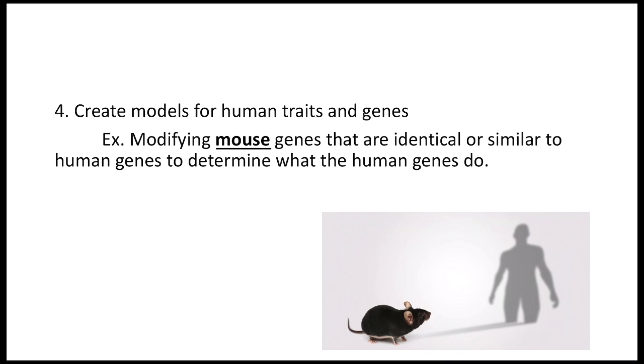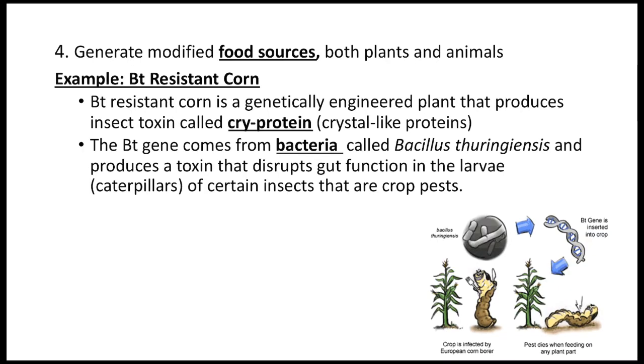So let's take this code, insert it into the mouse, and figure out what it does so we can report what it would do in a human, essentially, to put it in very simple terms. Our last common use is to generate modified food sources, both plants and animals. So this is probably the most common thing we think of when we think of GMOs.